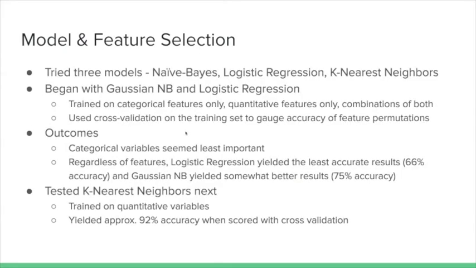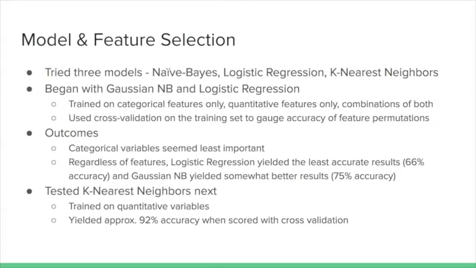So first, we tried 3 models: the naive Bayes, the logistic regression, and the k-nearest neighbors. We kind of assumed that k-nearest neighbors would be the best model for this problem, just based on the structure of the problem and the data. But we wanted each model to have equal weight, and just try out all the options. So we begin with the Gaussian naive Bayes and logistic regression models.